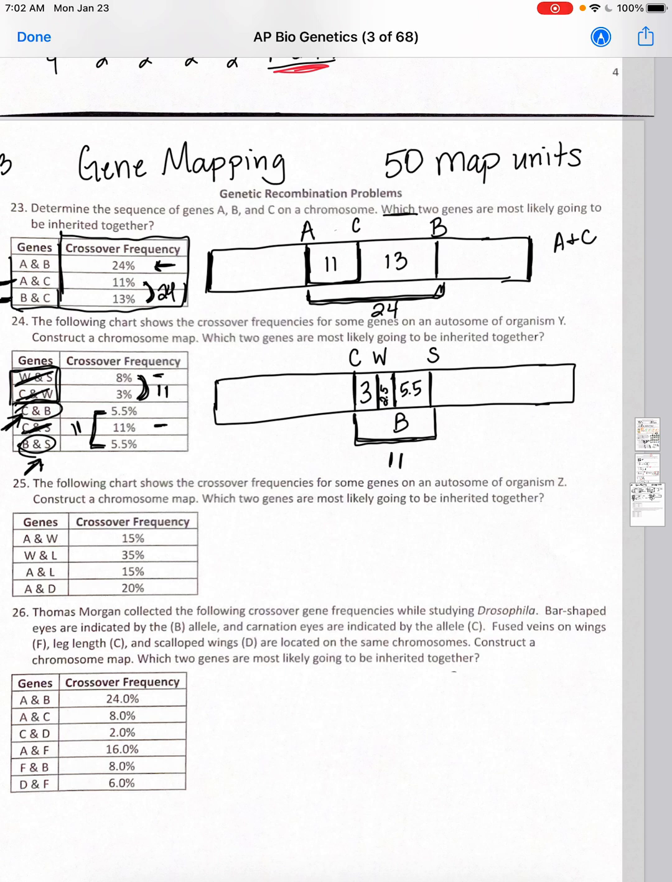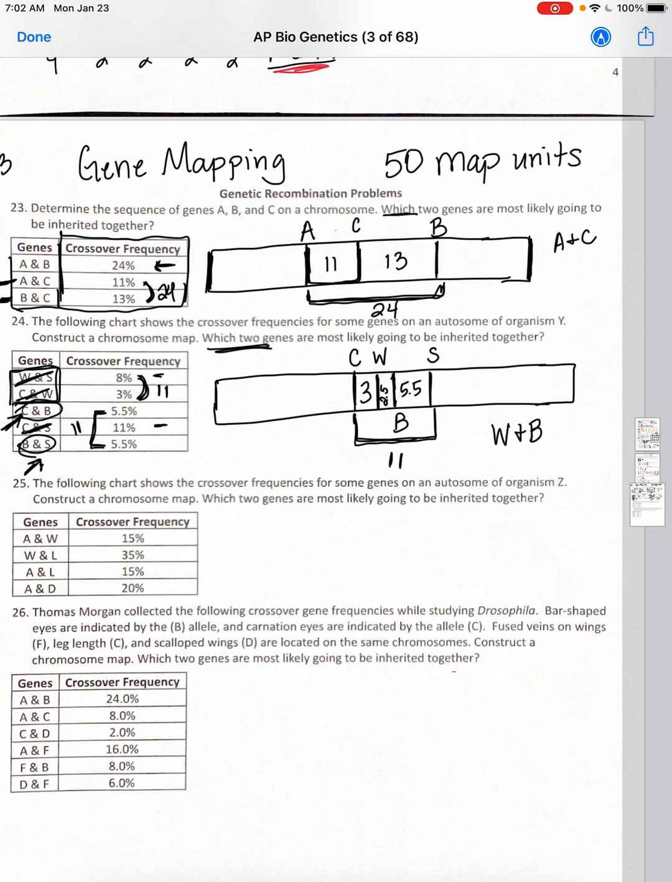So then remember up here it asks you a question: which two genes are most likely to be inherited together? Look for the smallest distance between two genes. So our answer here is actually W and B, because that's 2.5 map units.